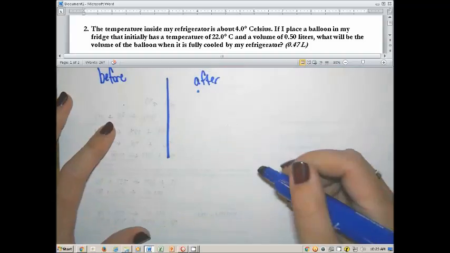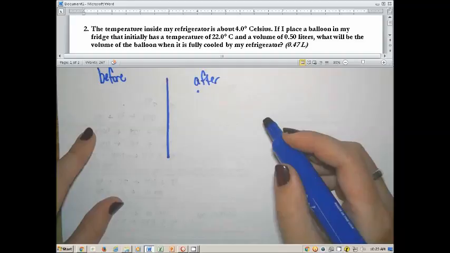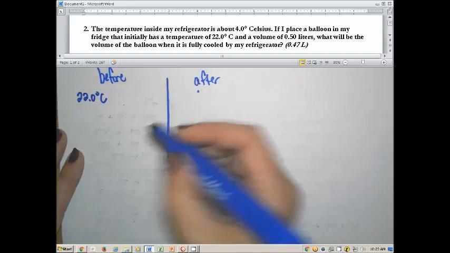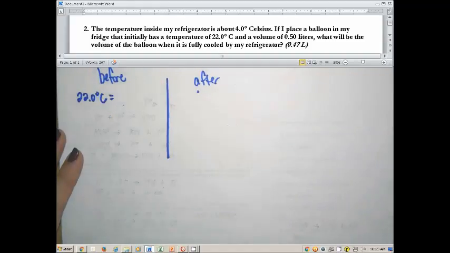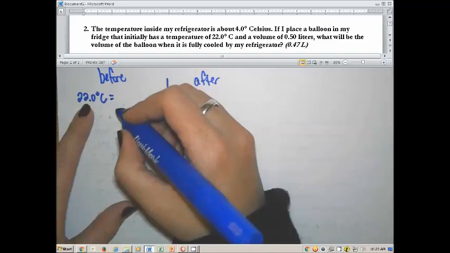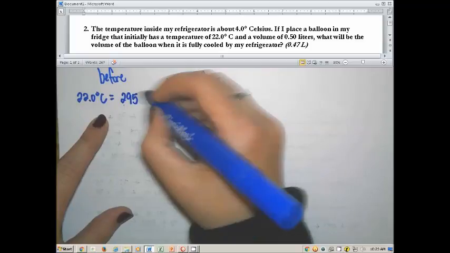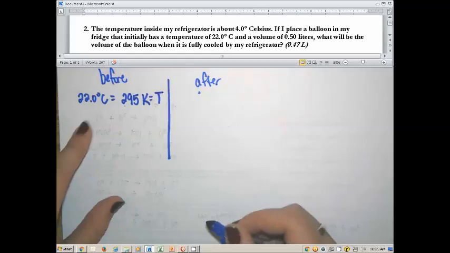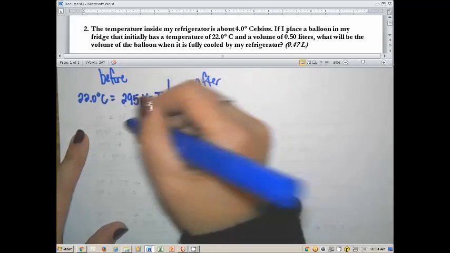So before the fridge, it says the balloon was 22.0 degrees Celsius. Well, if you remember from earlier, I told you that you cannot work these in anything but Kelvin. So you are going to have to add 273 to 22 to convert it. So that'll be 295 Kelvin. That's my temp. And it has a volume initially of 0.50 liters.